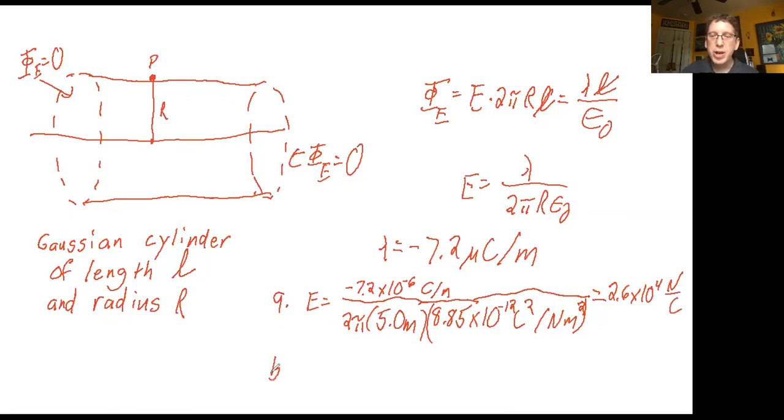And then part B, we're getting closer to the wire, so you expect the electric field to be stronger. And everything else is the same. And don't forget the negative sign, and the negative sign means the electric field is pointing in to the wire. Times 10 to the negative 6 coulombs per meter. And this time it's 1.5 meters, so we're closer. But otherwise, it's the same calculation.